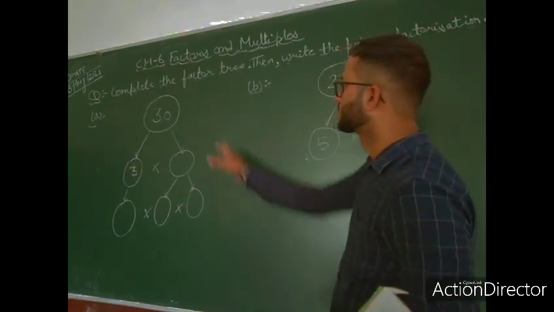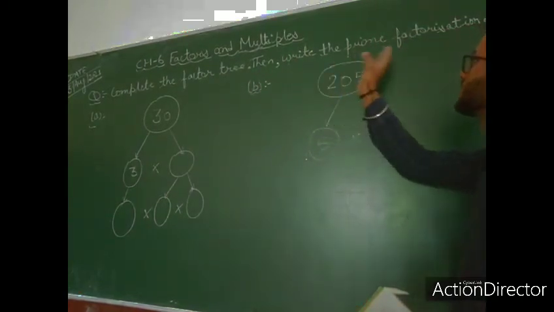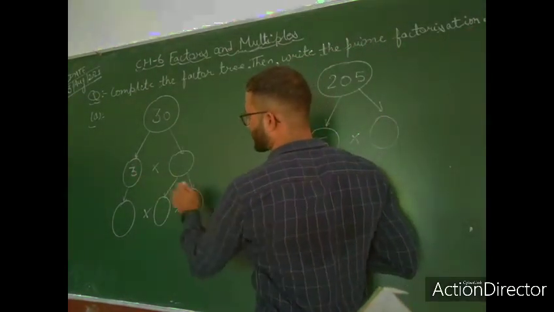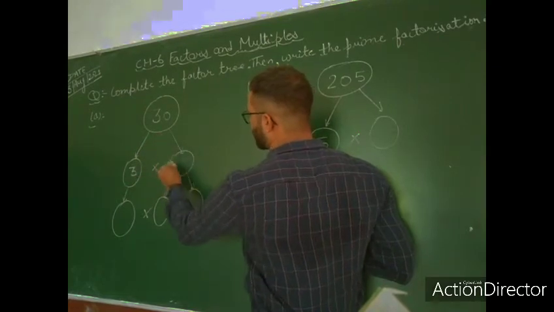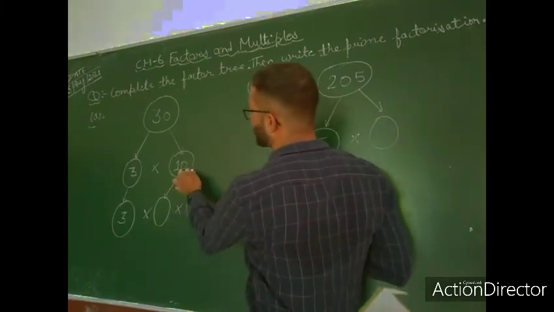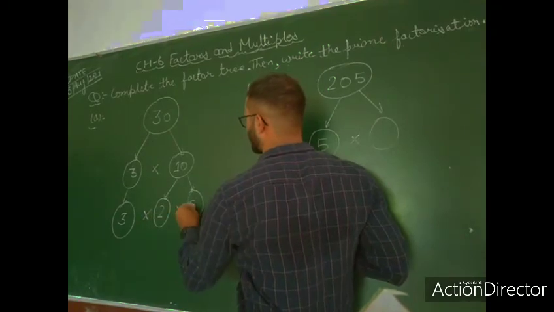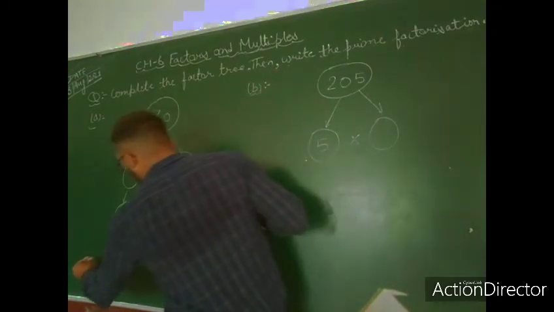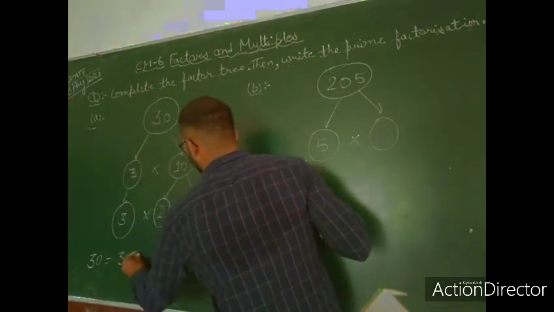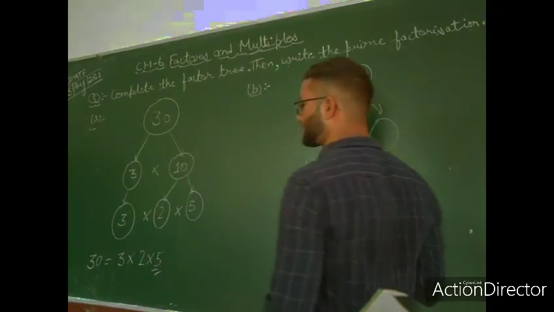Now we solve this question for the students. Complete the factor tree, then write the prime factorization. Here 30 and 3 are given. How many times is 30 divisible by 3? 10 times. So we write 10 and write 3 as it is. Then we find the factors of 10: 2 fives are 10. So we write 2 and 5. Now the prime factors of 30 are 3 multiplied by 2 multiplied by 5. 3 twos are 6 and 6 fives are 30.